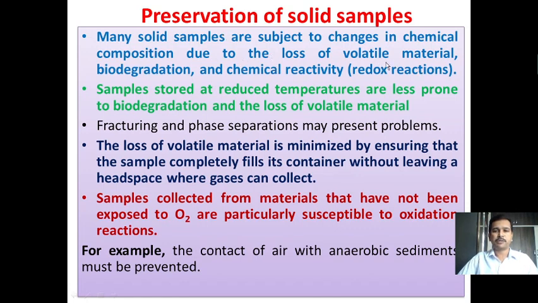If volatile species are present, we may lose these volatile species if we have not preserved the sample properly. Therefore, the chemical composition of the sample will undergo variation if we have not preserved the sample properly. Therefore, whatever sample you have collected, you have to store it under appropriate temperatures. Temperatures are set in such a way that there should not be any biodegradation or any loss of volatile material. At such a temperature, you have to preserve the sample.